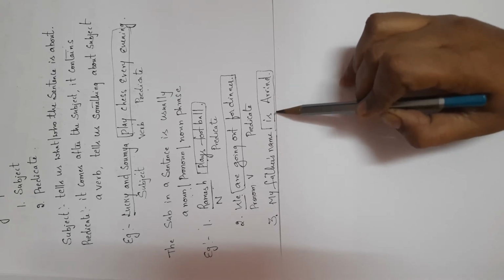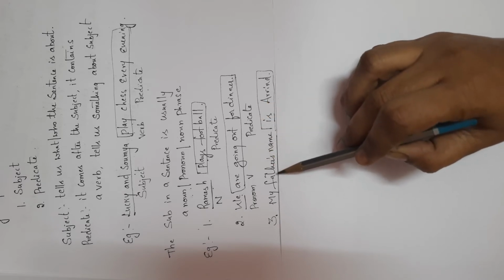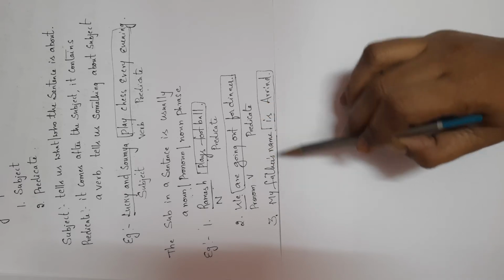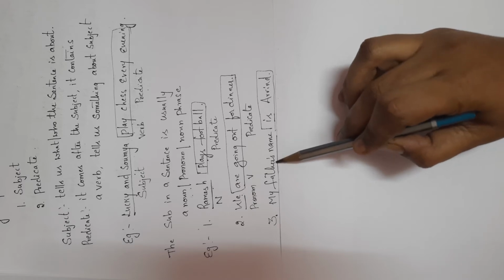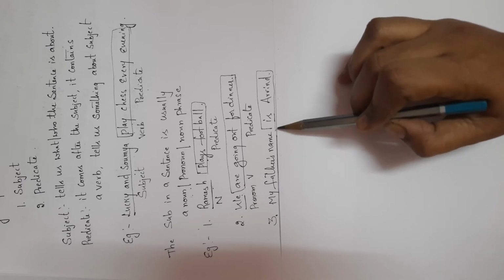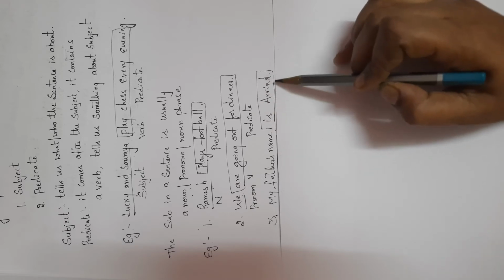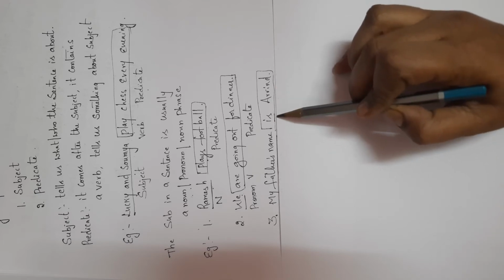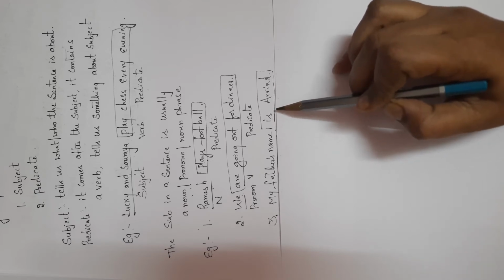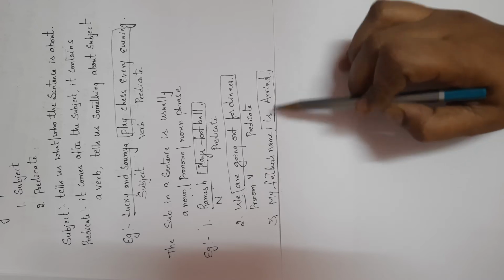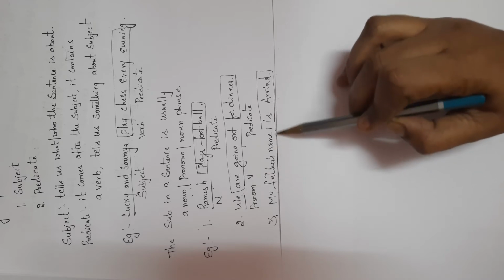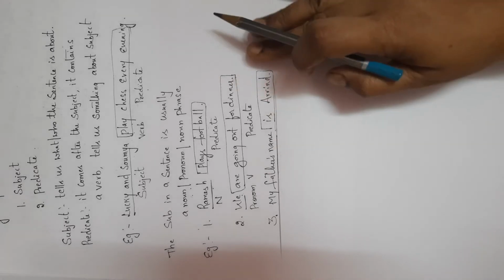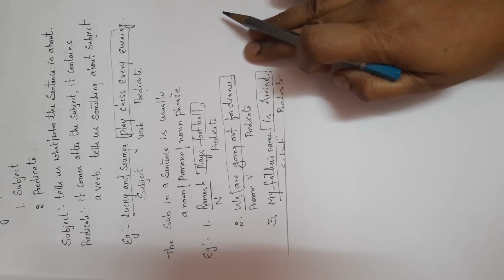Here this sentence tells about my father's name. So "my father's name" is the subject. The remaining part after the subject is the predicate, and it contains a verb. The verb here is "is", and it tells something about the subject, that my father's name is Arvind. So here the subject is a noun phrase.